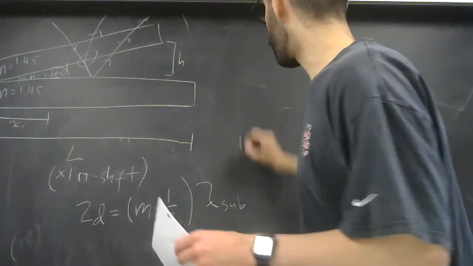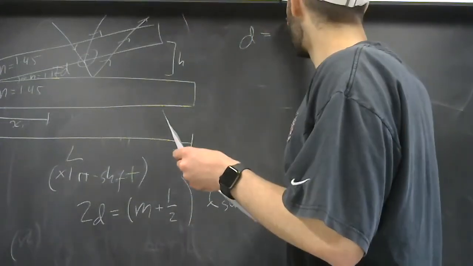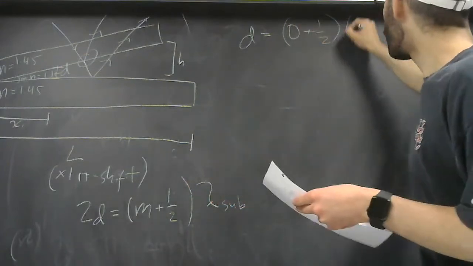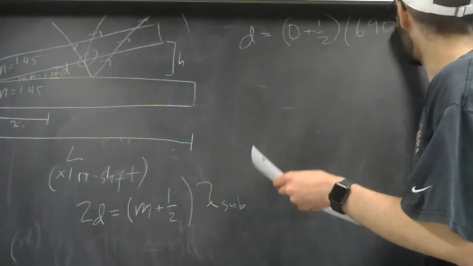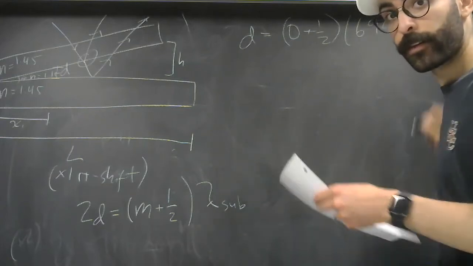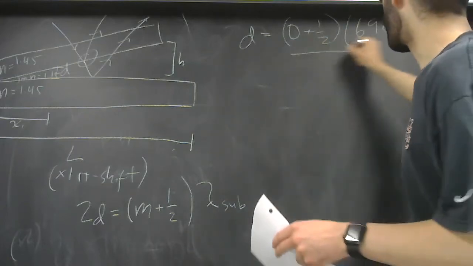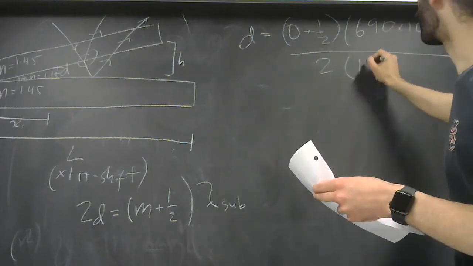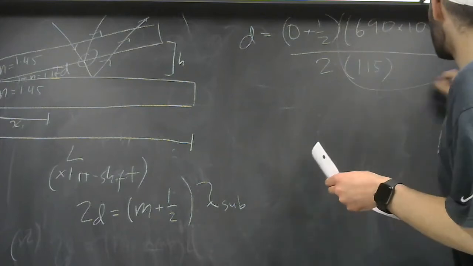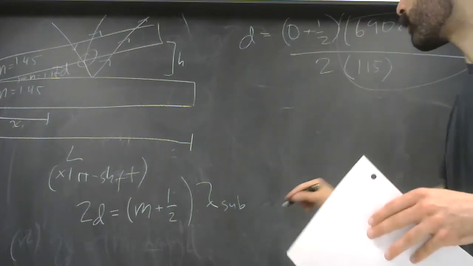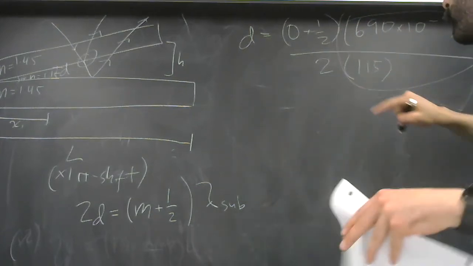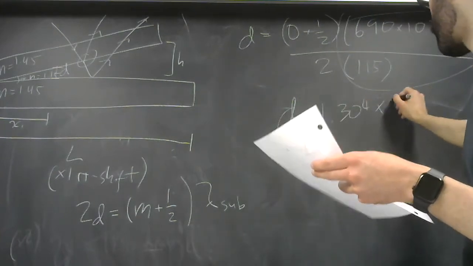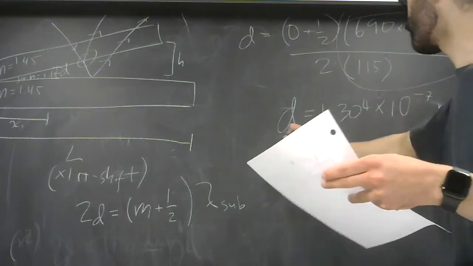So I'm going to start solving for d up here. d equals, I'm just going to plug in everything. m equals 0 plus 1/2, and then what's that wavelength in air? It was 690 times 10 to the minus 9, divided by 2. And then what was the index of refraction? Remember, that's 1.15. The reason I have this portion is because lambda sub equals lambda air divided by its index of refraction. You solve that, and d comes out to be 1.304 times 10 to the minus 7 meters, right?